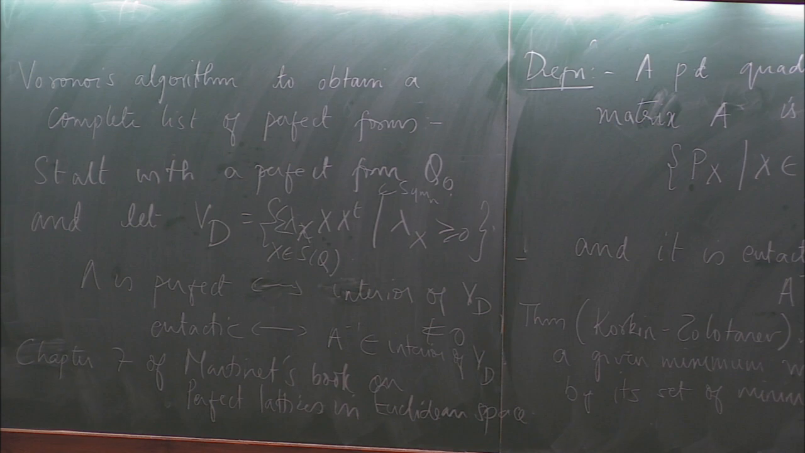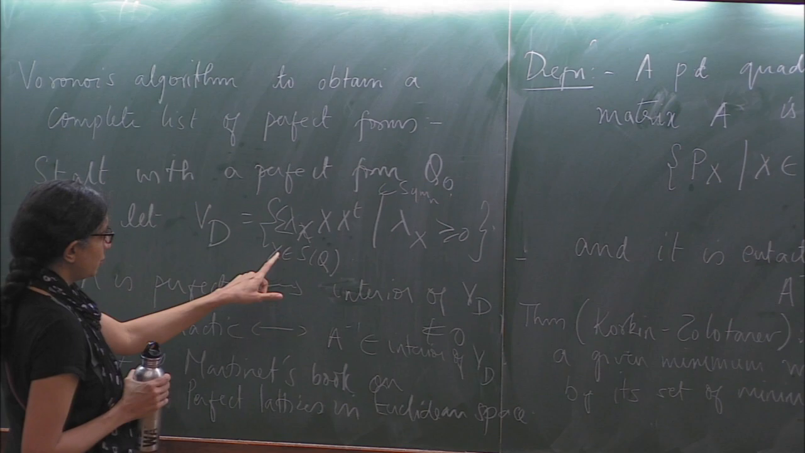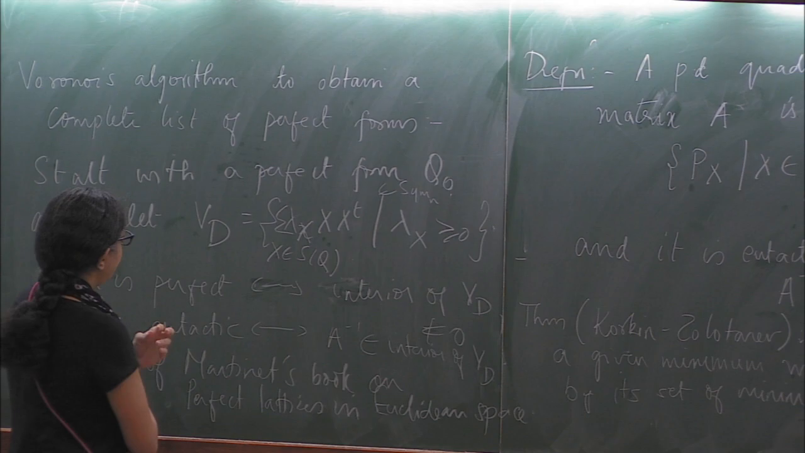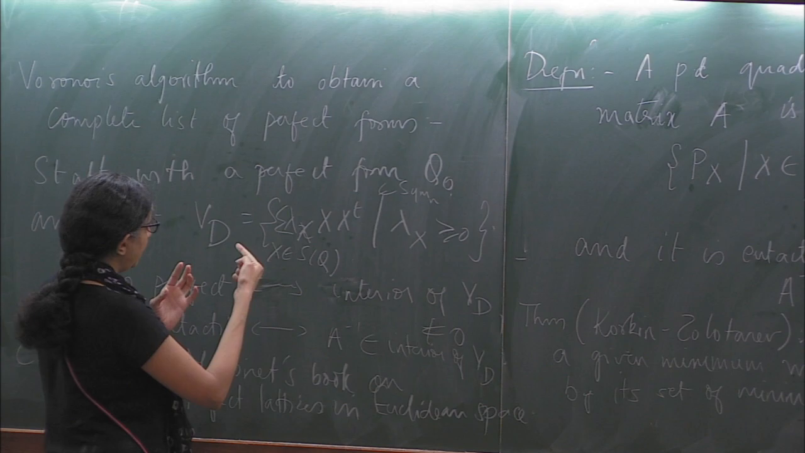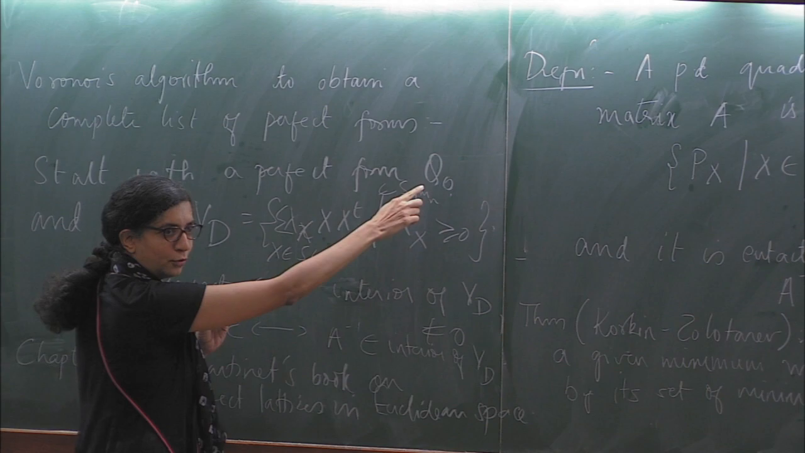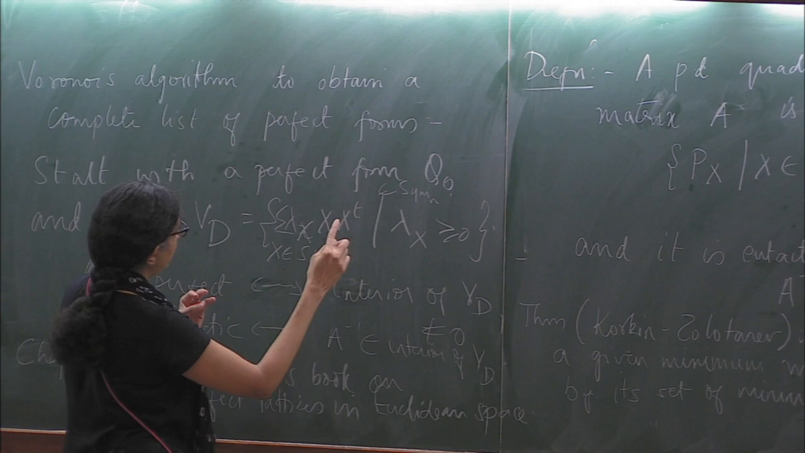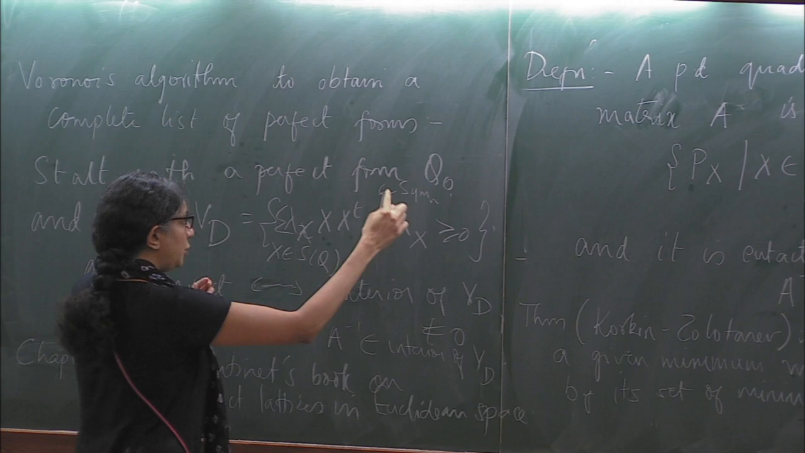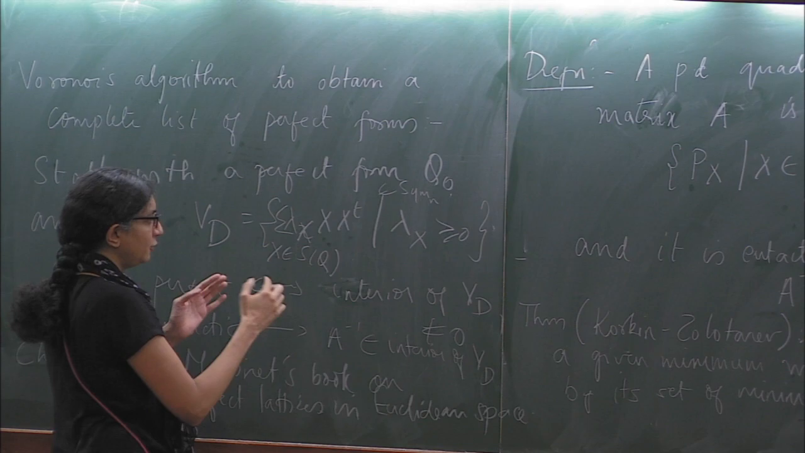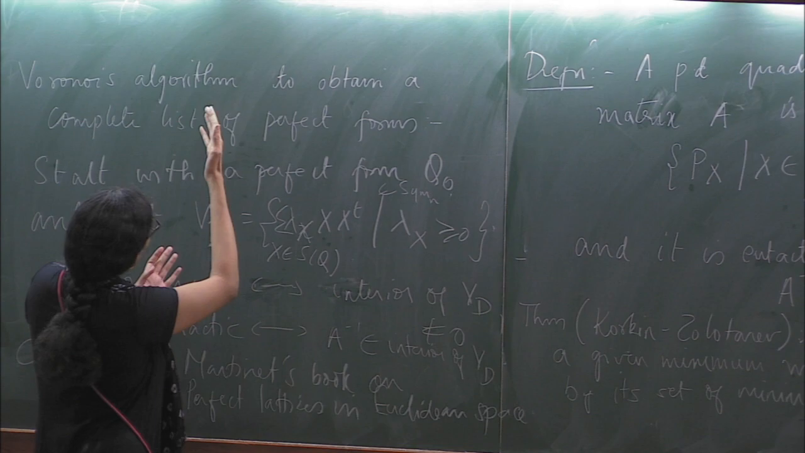And you look at the set of minimal vectors of Q0 and form this Voronoi domain. One shows that this is a polyhedral convex cone, and attached to each facet here, one constructs a new perfect form. There are only finitely many of them that are inequivalent to the form that you started with. Those are called the neighbors of this form. You repeat this procedure for each of the new inequivalent perfect forms that you have obtained. And the algorithm says that this process terminates. So one gets a sort of complete list.